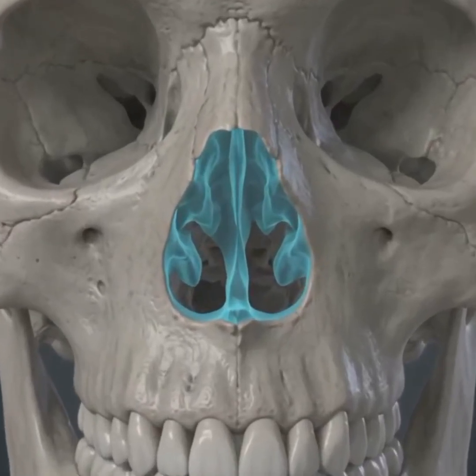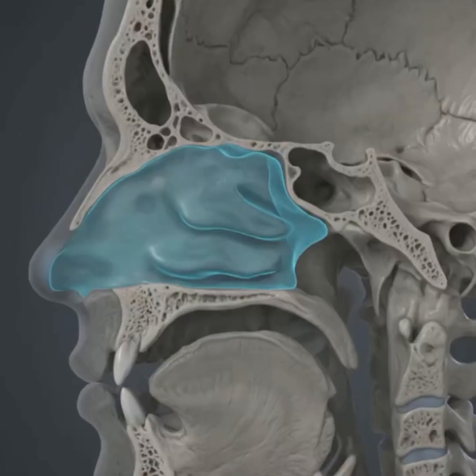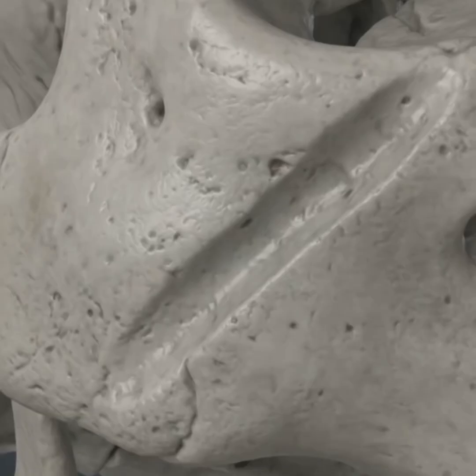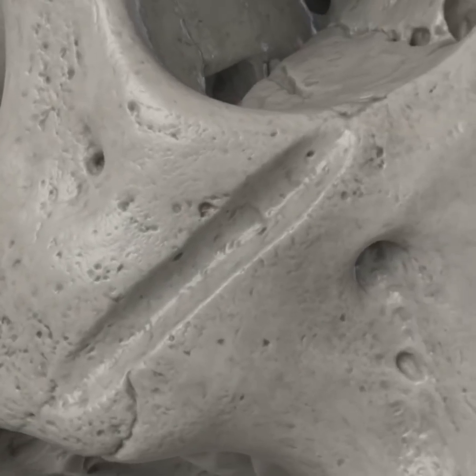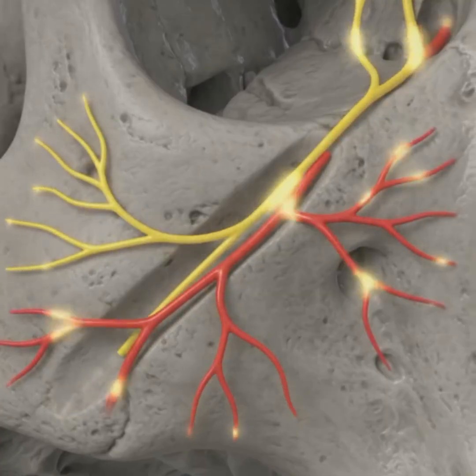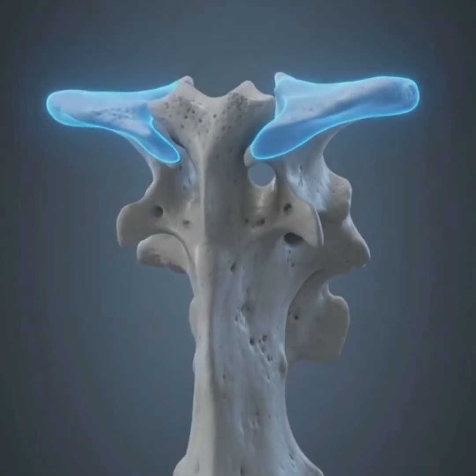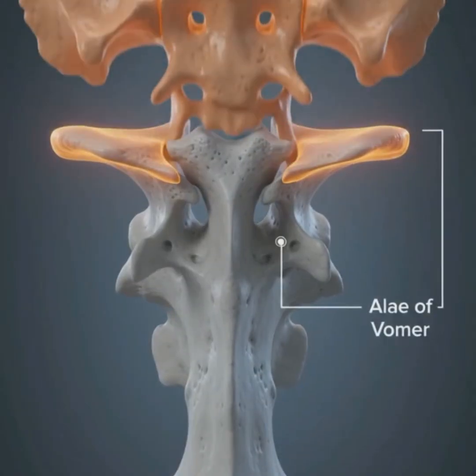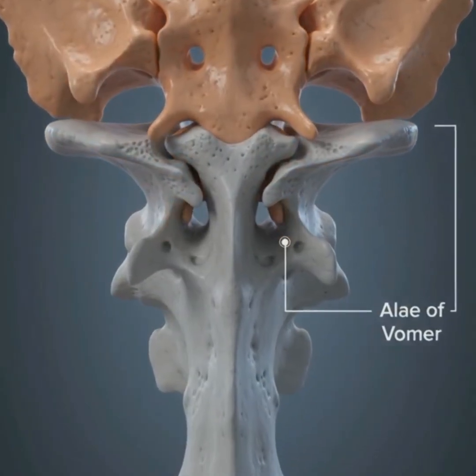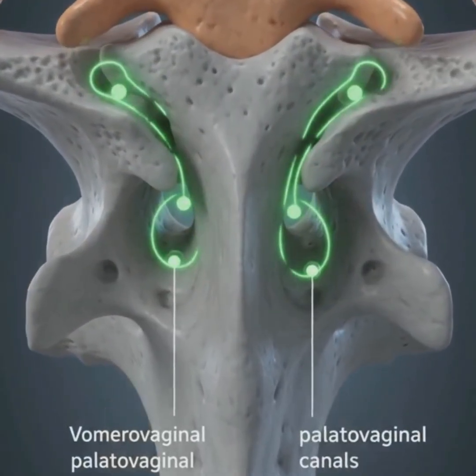The vomer is a thin, flat, plowshare-shaped bone. It forms the postero-inferior nasal septum. The lateral surfaces feature the vomerine groove. This transmits the nasopalatine nerve. The superior border features 2 wing-like expansions, articulating with the rostrum and vaginal processes, forming the vomerovaginal and palatovaginal canals.